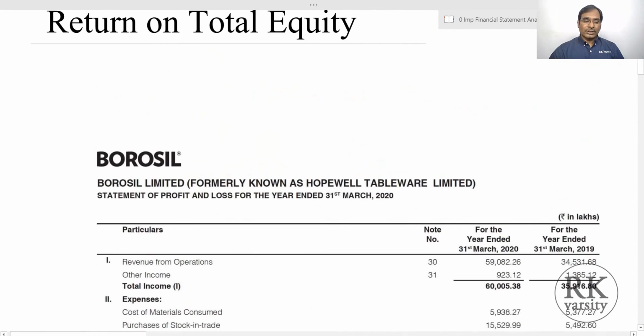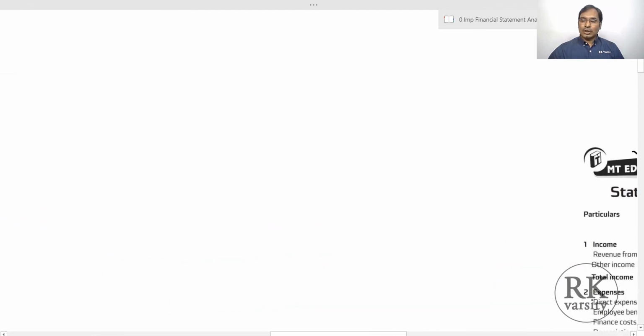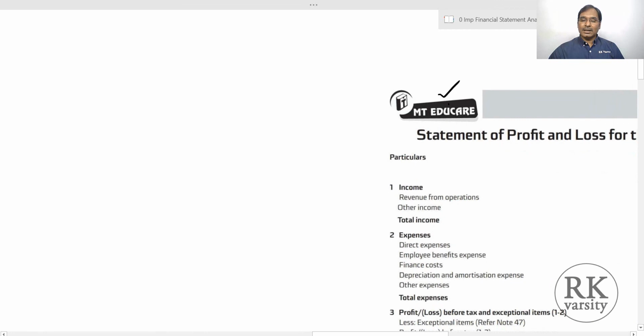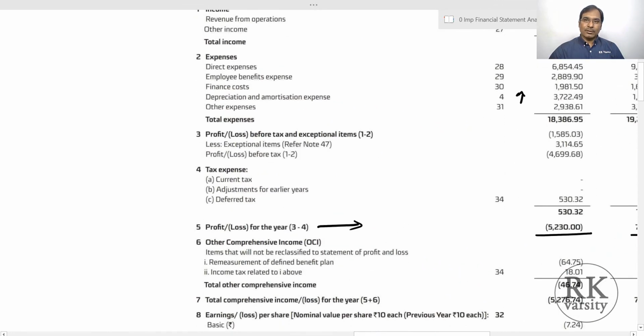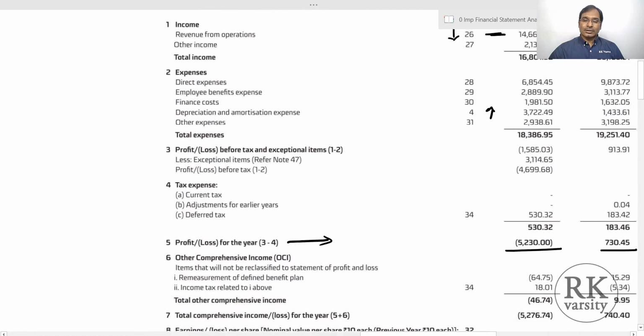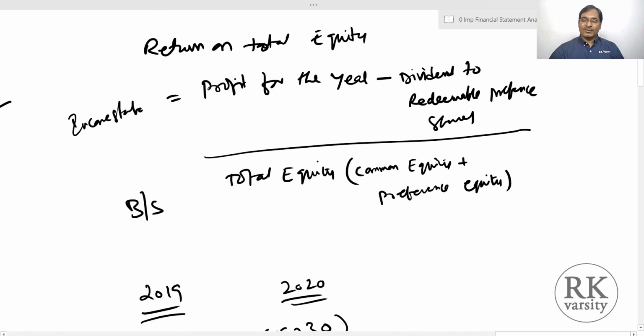And in both the cases, whether it is Borosil Limited or MT Educare, both the companies have only one form of equity, that is common equity. Because of which you don't need to make any adjustment for the dividend to be paid to the redeemable preference shares, nor do you need to include the preference share capital. So total equity is your common equity only.